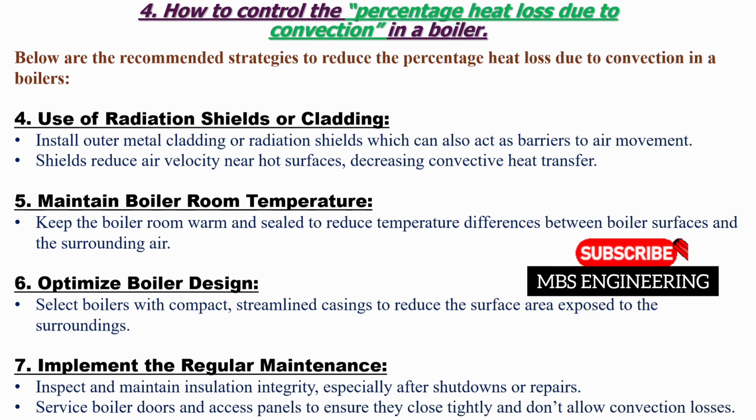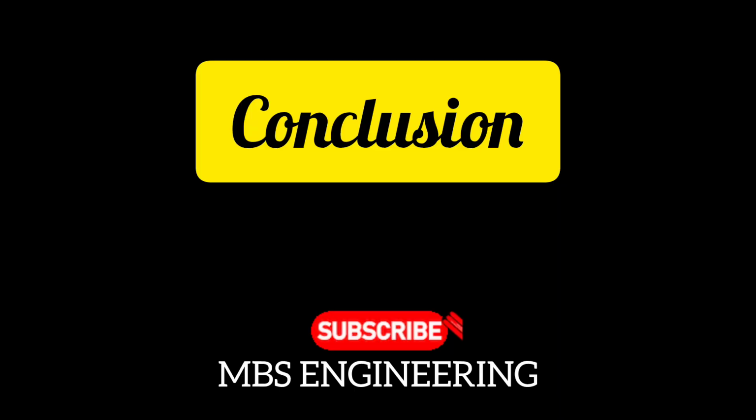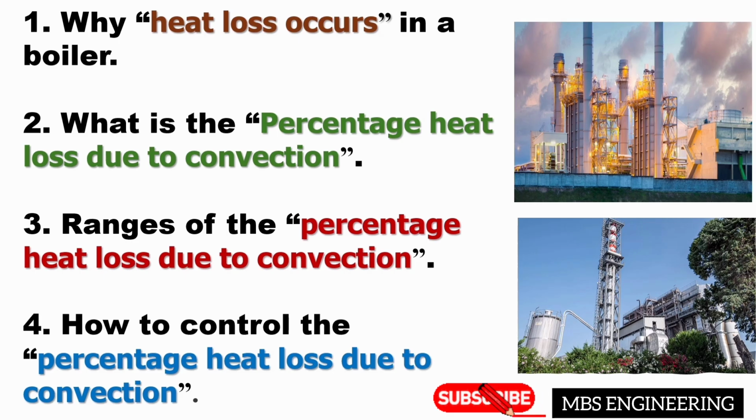Next, we summarize, and the conclusion of this video is. Let's quickly recap what we learned. Why convection heat loss happens. What percentage of heat is lost. How to identify typical loss ranges. And most importantly, seven smart ways to reduce it.